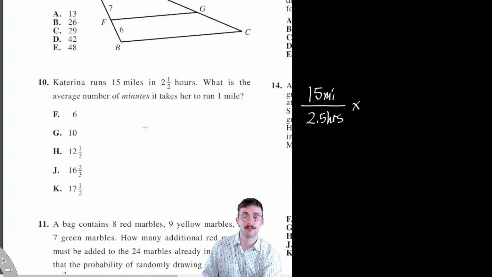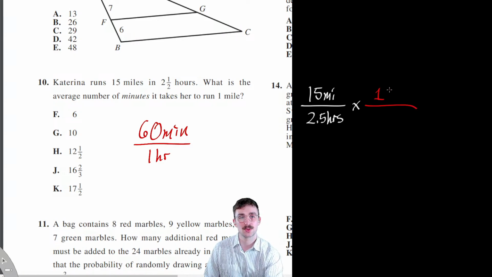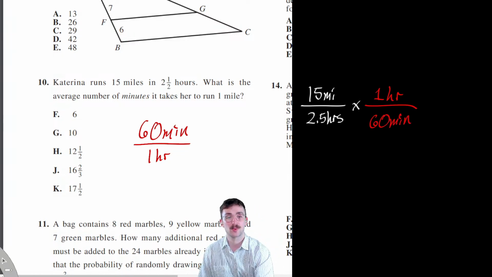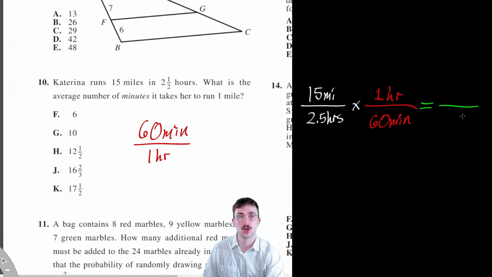So I have 60 minutes per 1 hour. Notice that the 1 hour is on the bottom here. I'm going to actually flip that around to 1 hour per 60 minutes, because, and this is why I was referring to chemistry a moment ago, I want the hours to cancel out. You have to have it on top and bottom for it to cancel out. So boom, it cancels out. And what that means is that we can do 15 miles divided by 2.5 and then divided by 60. And that's going to give us some number. I'll do this work now really quickly.